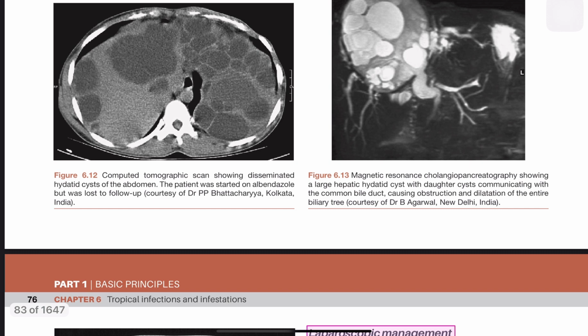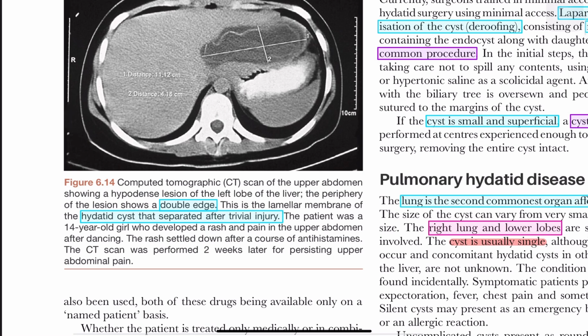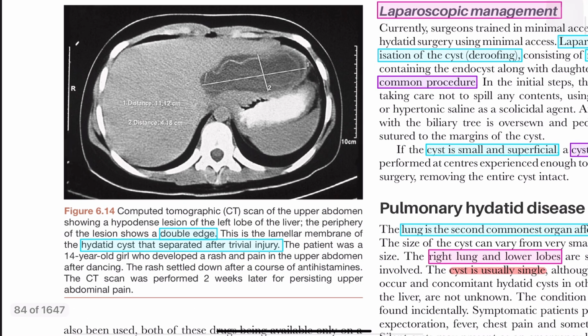These are the picture-based questions you may get: hydatid cyst of abdomen, disseminated, and this is an MRI. And this is a double-edged wall. A hydatid cyst that separated after trauma, this question has been asked.